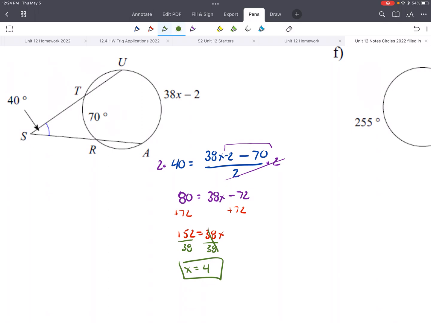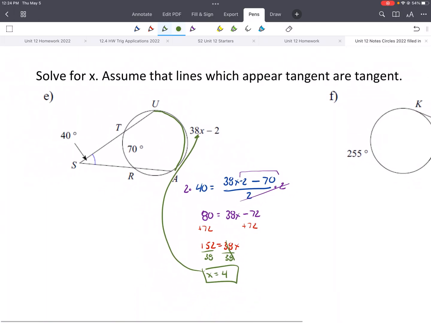If there's a couple in the homework where they ask you to find maybe the arc, so if you needed to, we could plug that in here and we could find the arc. This problem, it just says solve for x. But just be aware.